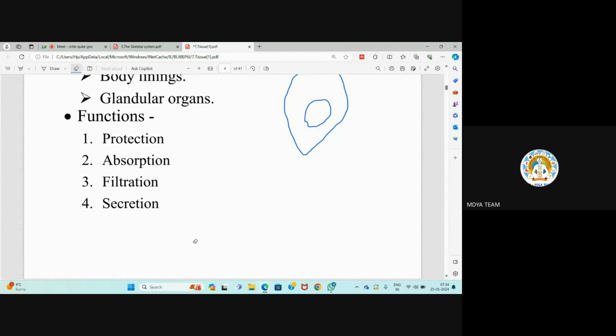And filtration, obviously, when it is at the outer layer or covering of the body, it will filter out the outer waste, or what is not good for our body, by its own. And next is secretion. Obviously we can find this epithelial tissue in glandular cells, meaning in glands. Glands are made for secretion, so they will secrete.